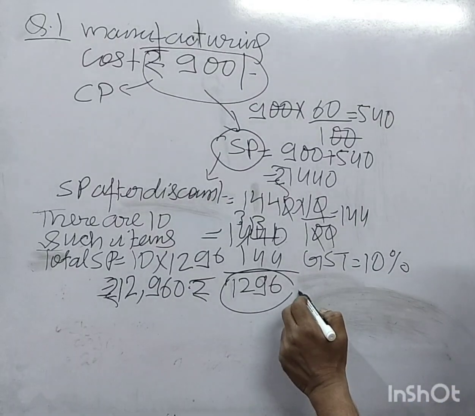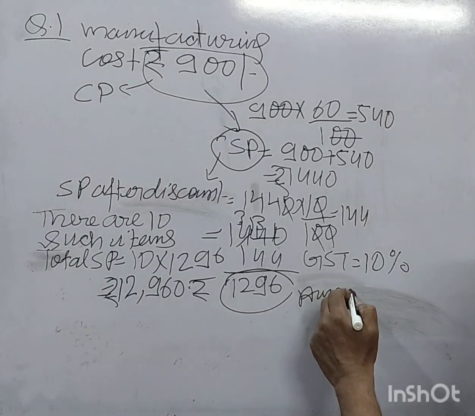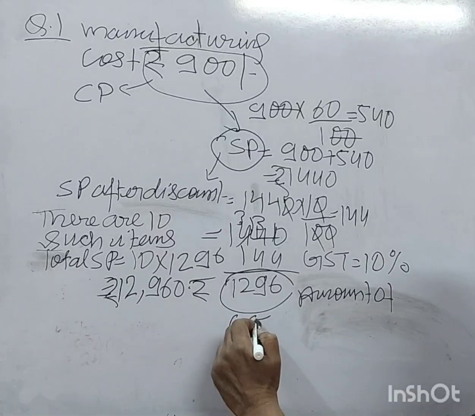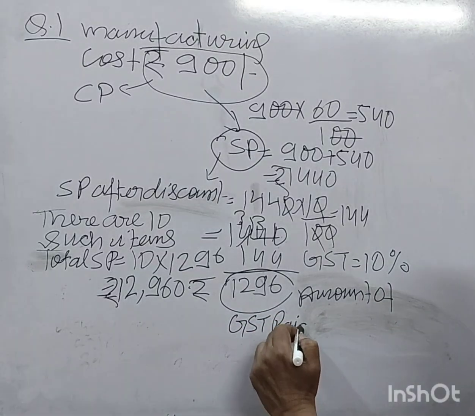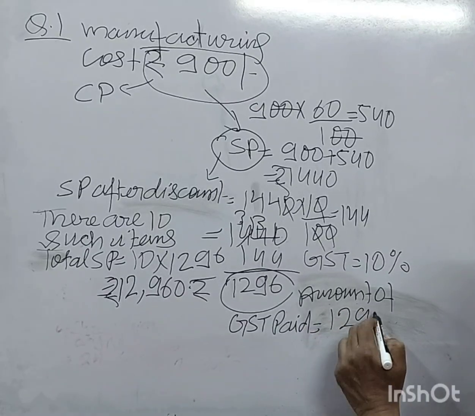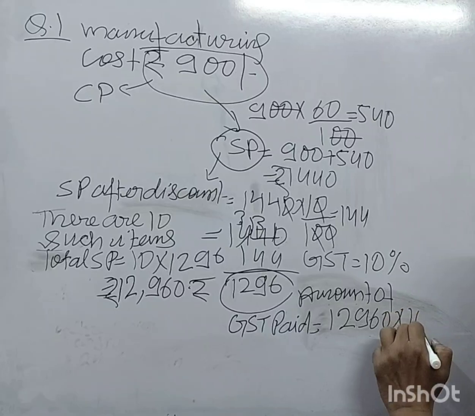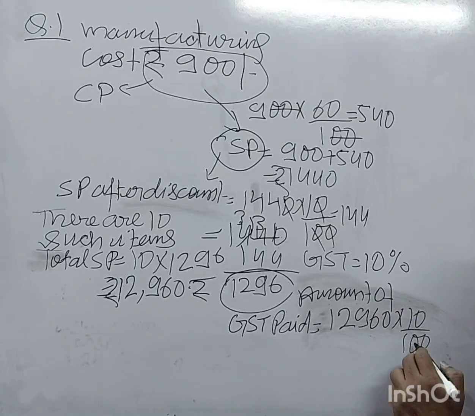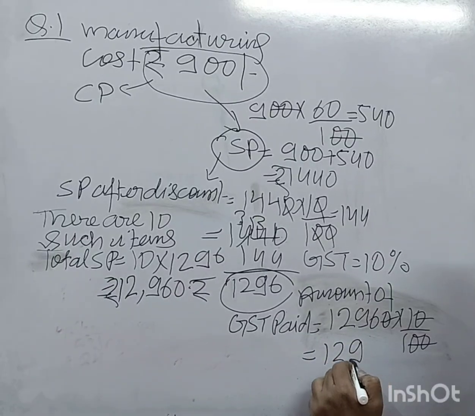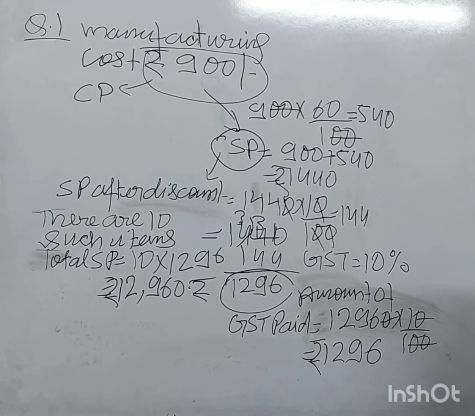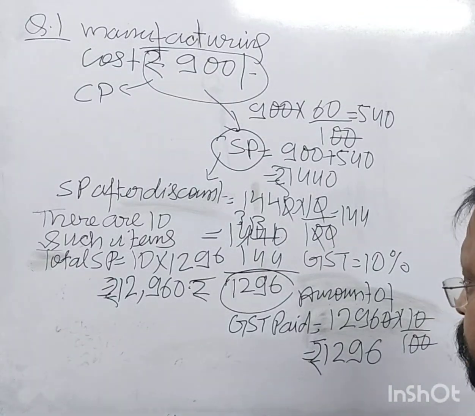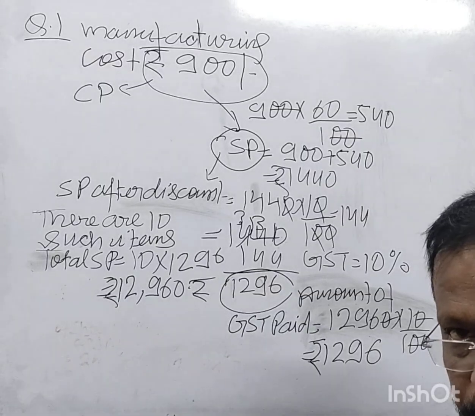So amount of GST paid is equal to 12,960 into 10 upon 100. कितना हुआ? 1296 rupees. 1296 rupees उसने GST पे किया. GST paid is 1,296 rupees.